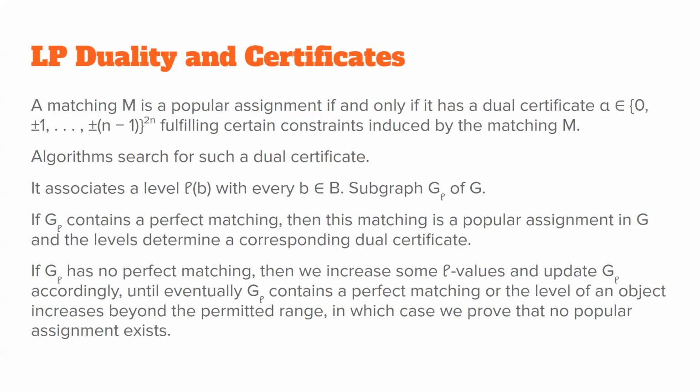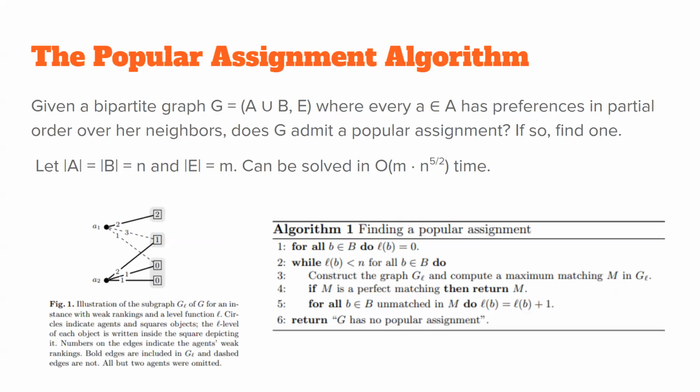And so eventually GL contains a perfect matching, or the levels of an object increase beyond the permitted range, in which case we prove that no popular assignment exists. So the popular assignment algorithm: we have our bipartite graph, and A is all the agents who have partial preference, and B is all the objects. Can we admit a popular assignment?